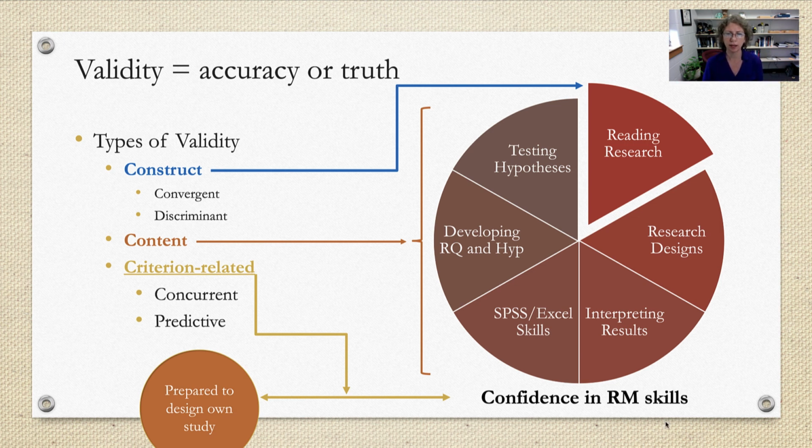Whereas if I assessed someone's confidence in research method skills at the beginning of the term, and then towards the end of the term asked them how prepared they are to design their own study, that would be predictive. I'm predicting that their confidence level at time A, time 1, is related to a time 2 later down the line in their feeling prepared to design their own study. That's predictive when it's separated by time.